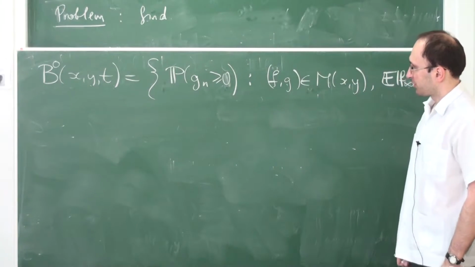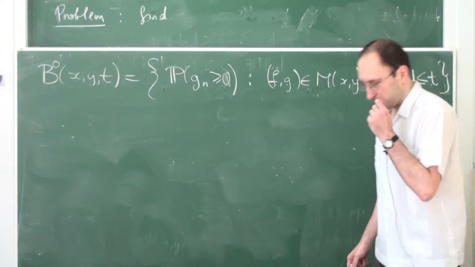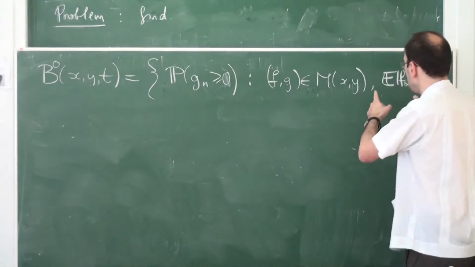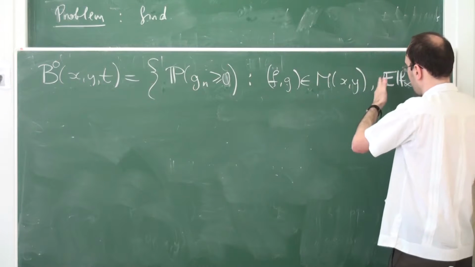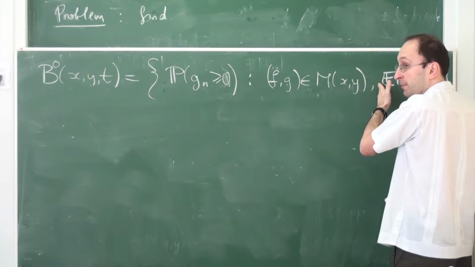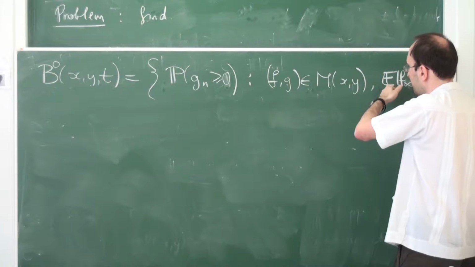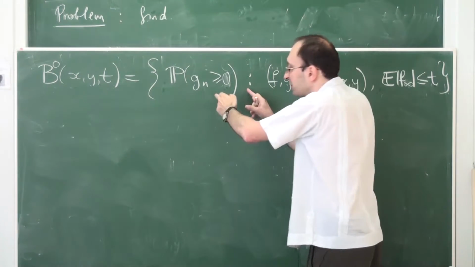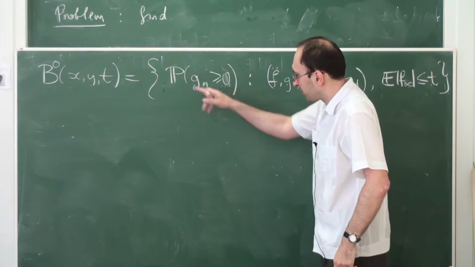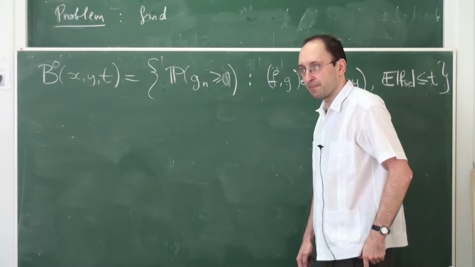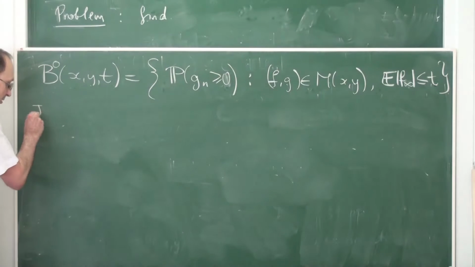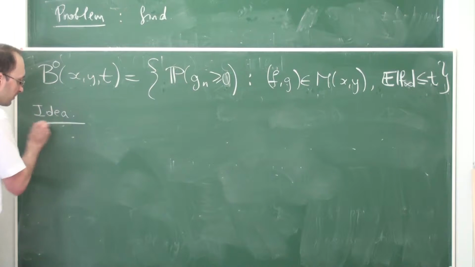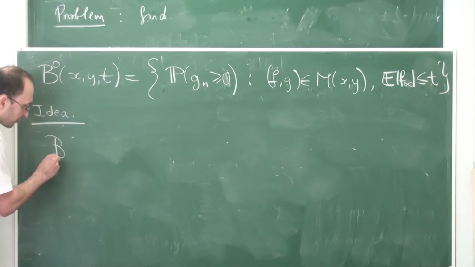So what is this reduction method? The method is the following. Namely, you take one of these restriction conditions, and you move it to this optimized expression. That's the idea. So how do you do this? The idea is to consider the following Bellman function.